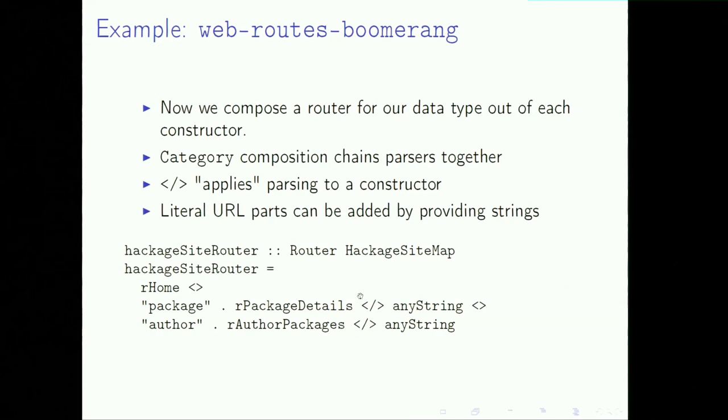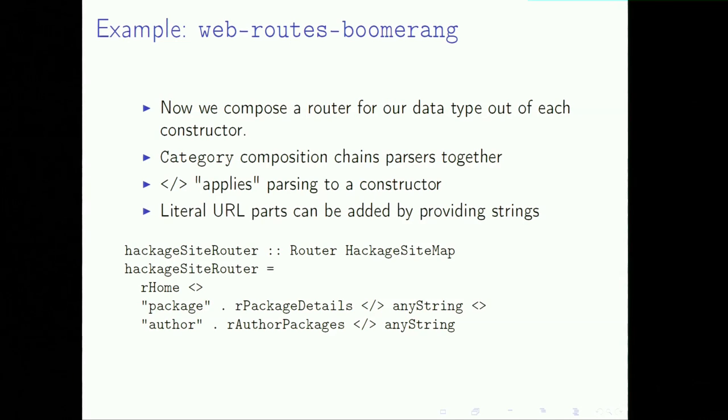So now we've got these constructors for the independent routes in our data type. We just need to compose them to build a larger router. We've got a couple of ways that we can compose these boomerangs together. So we've got monoidal composition, which allows us to introduce a choice between parsers. We've got category composition, which chains composers together. So that is, it tries to consume some tokens from the stream or produce some tokens if we're rendering out.